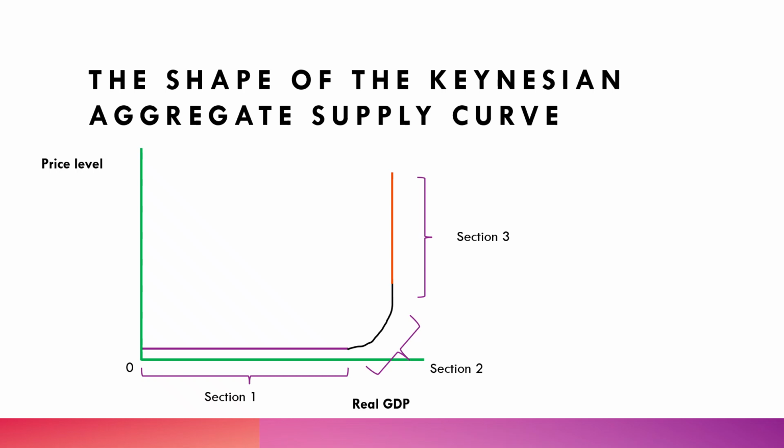The inflexibility of wages and prices in the downward direction makes it hard for the economy to move into the long run when experiencing a deflationary gap in section 1 of the curve. And I'll illustrate that more in a minute.